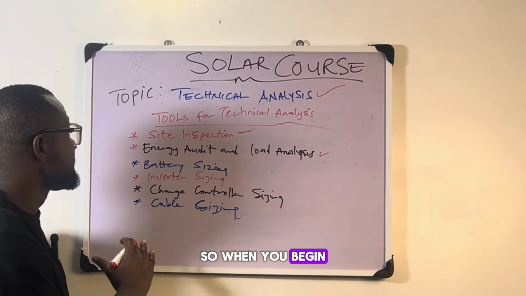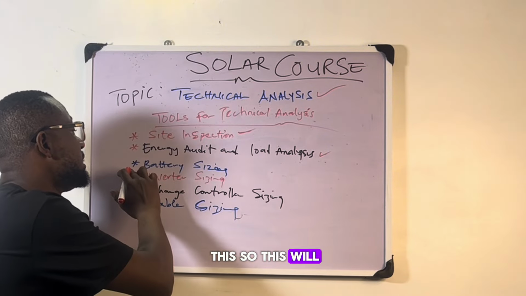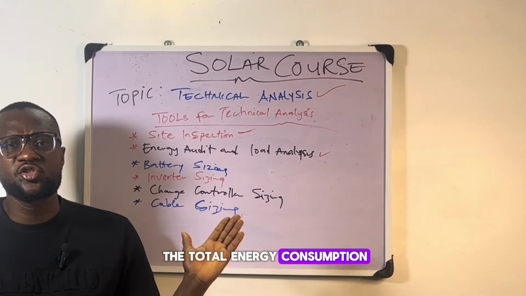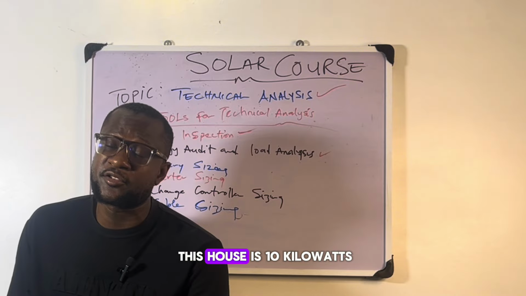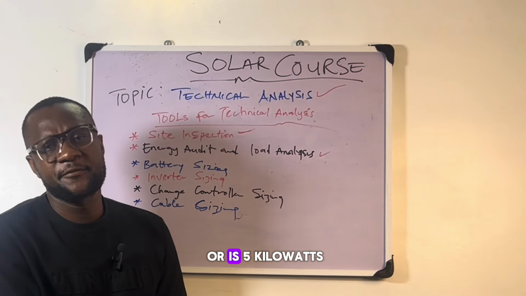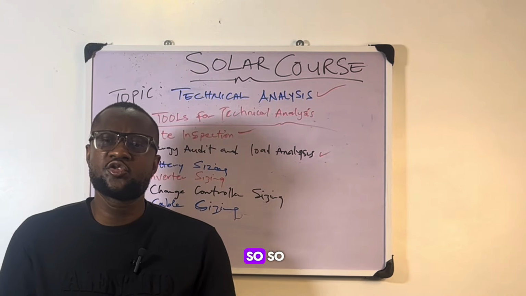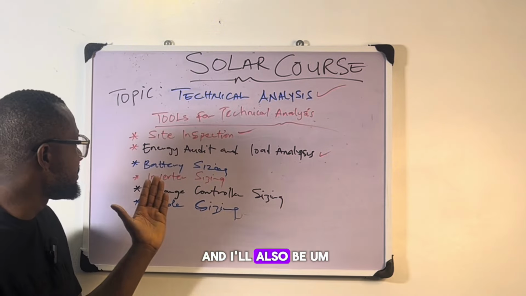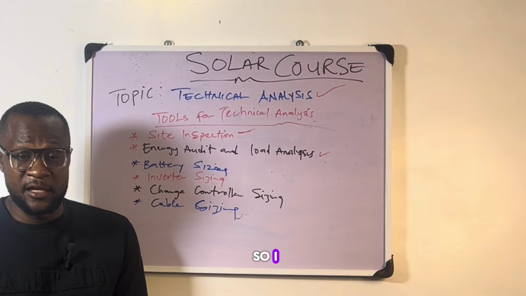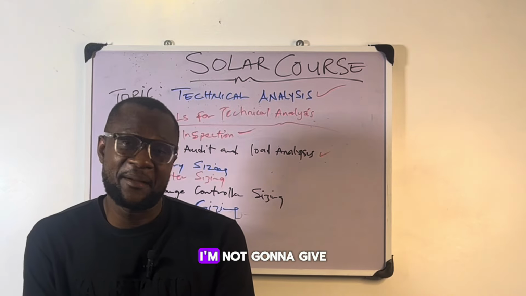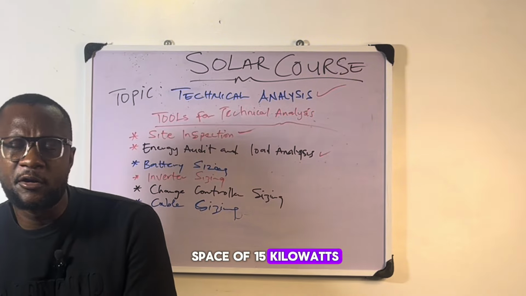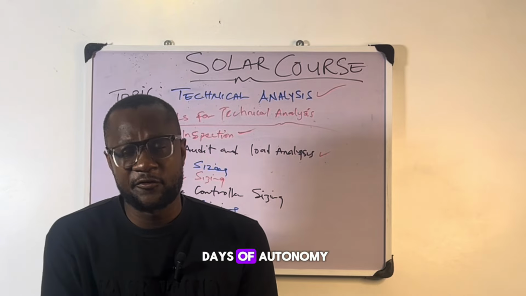So when you begin, you have done all this, so this will lead you to battery sizing. Okay, I have understood that the total daily energy consumption of this house is 10 kilowatts, or 15 kilowatts, or 5 kilowatts. So I will be deploying that amount of energy, and I'll also be designing the battery considering the days of autonomy. So if they are consuming 10 kilowatts, I'm not going to give exactly 10 kilowatts. I may give a space of 15 kilowatts in case of the days of autonomy.